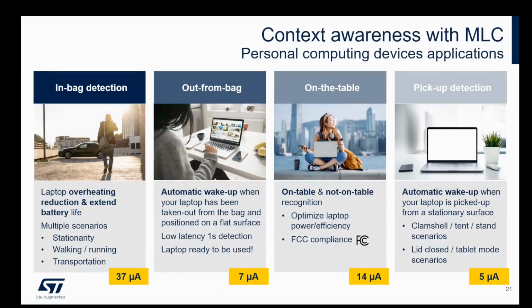Now let's dive into some examples of what has been done. I'll talk about some examples. I'm using in this case a scenario of personal computing devices. All of us use laptops. Using an accelerometer with the capability to run a decision tree inside the sensor, you can detect whether the laptop is in the bag or out of the bag. You can detect whether the laptop is on the table. You can also detect if the laptop has been picked up. This gives you context. The context scenarios that you have here can improve user experience. And how?